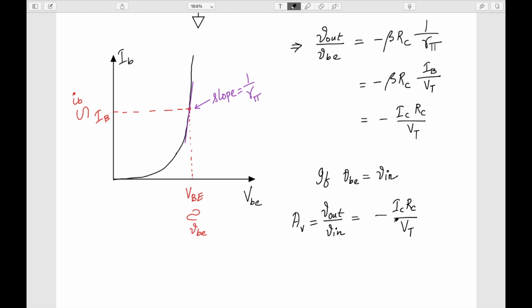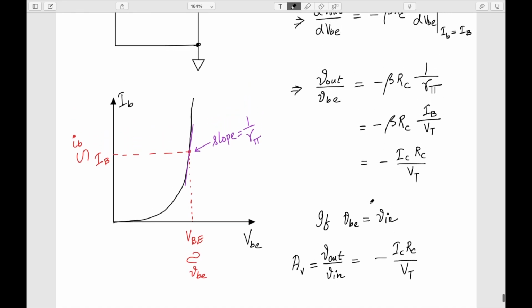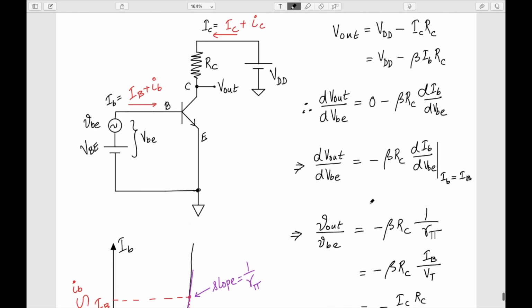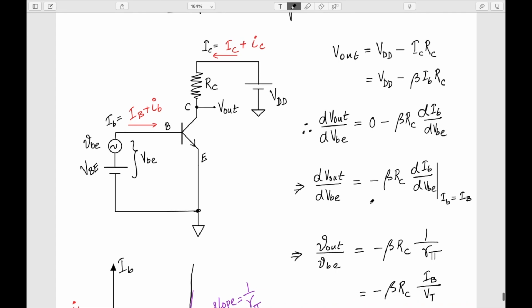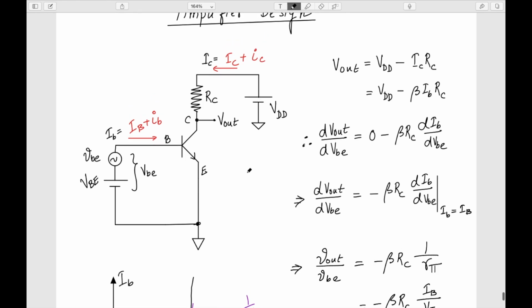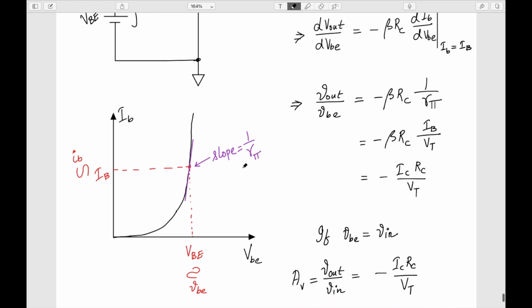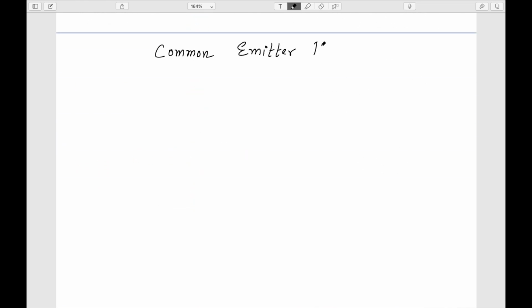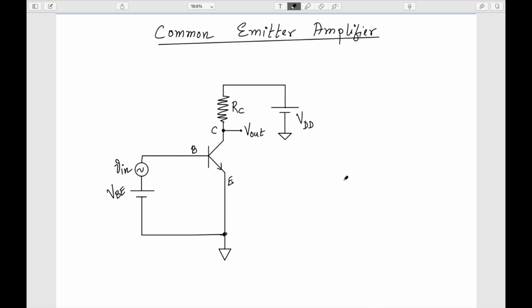So this is the basic operating principle of an amplifier. This is basically an amplifier which is also called the common emitter amplifier. Why it's called common emitter, we'll see that. So let's redraw this circuit again. So this is a common emitter amplifier.